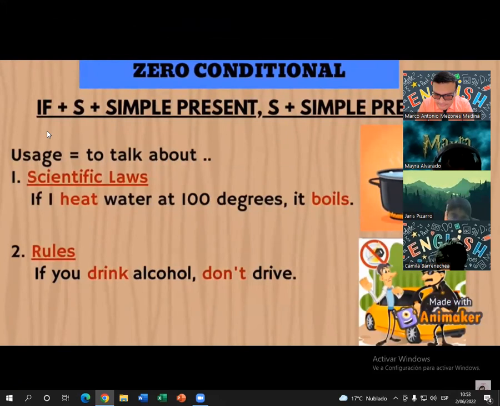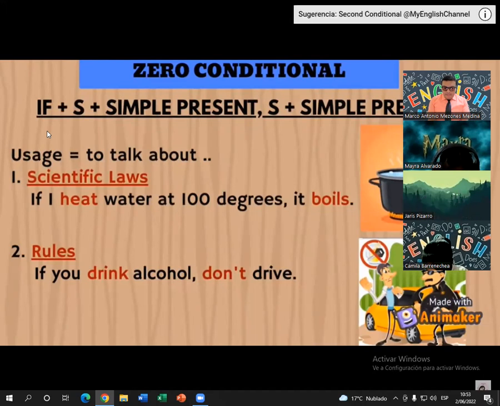When do we use zero conditional? We use zero conditional to talk about scientific laws. For example, if I heat water at 100 degrees, it boils. This statement is very clear. It shows us the scientific law of water. Two, we use zero conditional to talk about rules. For example, if you drink alcohol, don't drive. This statement shows us rules on the road.